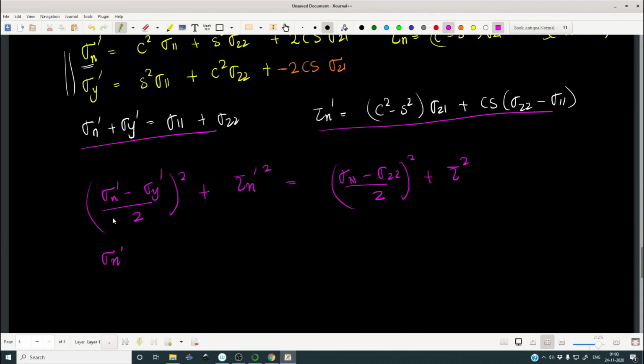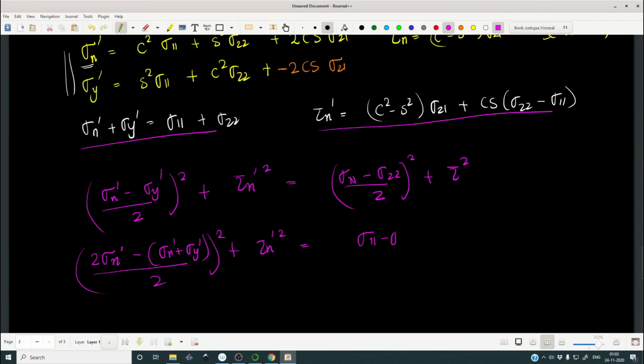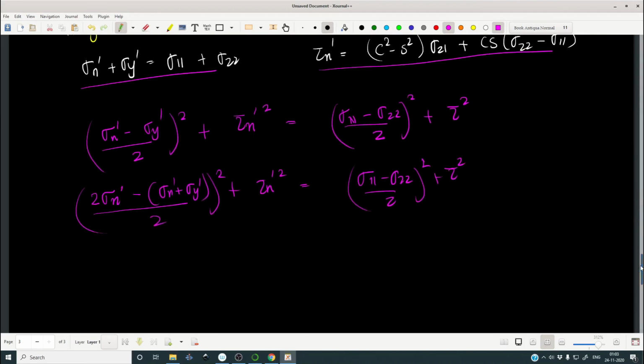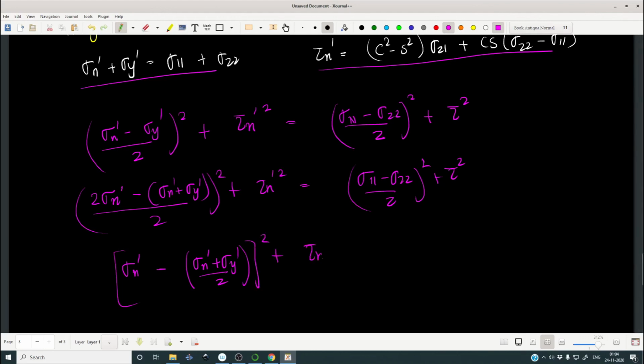So let us add and subtract σn'. If we add and subtract over here, this becomes 2σn' − σn' plus σy' upon 2 whole square plus τn' whole square is equal to ((σ11 − σ22)/2)² + τ². And this essentially means (σn' − (σn' + σy')/2)² plus τn'² is equal to whatever this is.